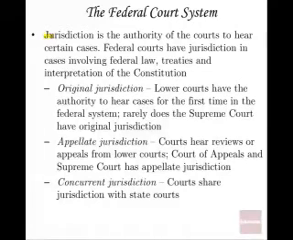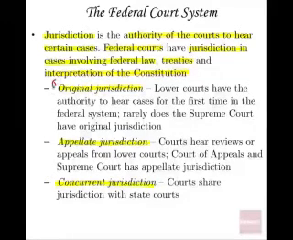So what is jurisdiction? Jurisdiction is the authority of the courts to hear certain cases. So federal courts have jurisdiction in cases involving federal law, treaties, and interpretation of the Constitution. So that's where the federal courts will dictate and rule on cases accordingly. Now, there's three types of jurisdiction, so to speak. There's original jurisdiction, appellate jurisdiction, and concurrent jurisdiction.